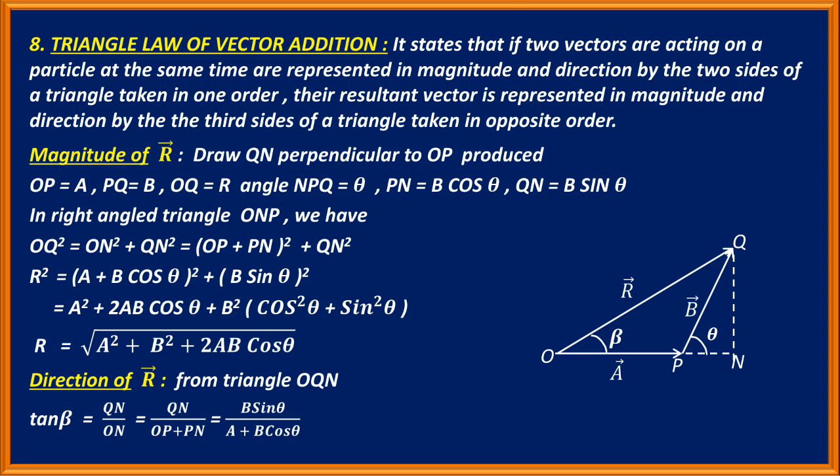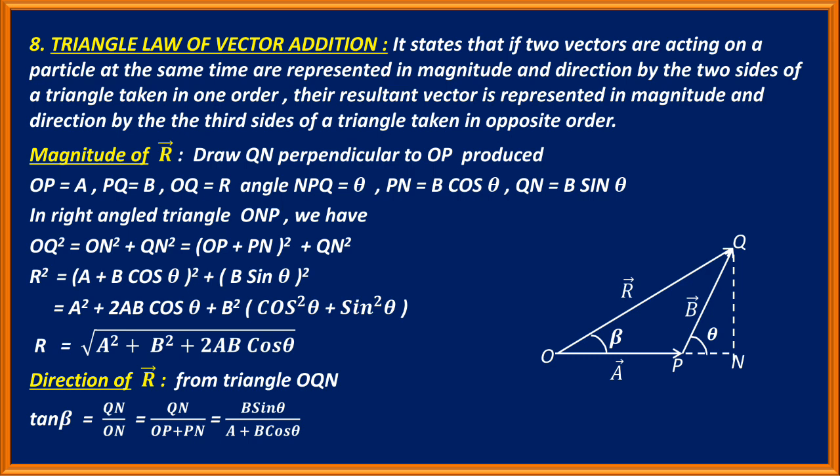Okay. So here you can see in the figure the two vectors A and B are represented by two sides of a triangle taken in the same order, and the third side of the triangle, which is in opposite order, represents the resultant vector. Okay. So we are going to find the magnitude of R.